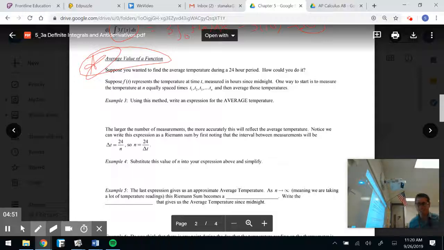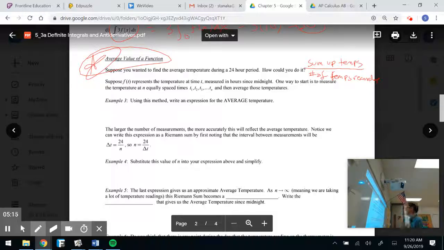Well, obviously, you're just going to sum up all your temps and divide by the number of temps that you recorded, right? So we would sum up temps divided by number of temps recorded, right? We all know how to find the average of everything.